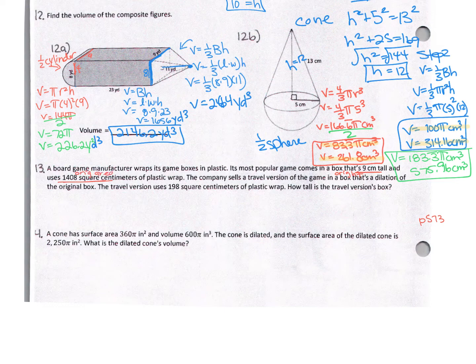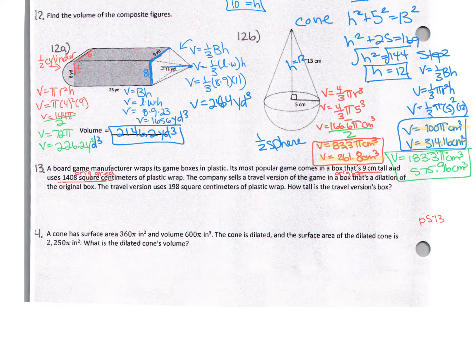And I know that for two reasons. One, it says square centimeters for the units. So square is area. But two, the plastic wrap around your game, if you buy a game, that plastic wrap is really the surface. It's not the volume, it's the surface. It's covering all the sides. So it's a surface area. So that's my original area.